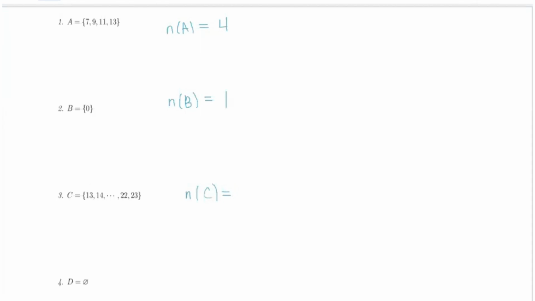Aaron? How many are there? I said 10. Is it 10? Let's see. 13, 14, 15, 16, 17, 18, 19, 20, 21, 22, 23. Isn't it 11? Let's count it. Okay, let's try. 13, 14, 15, 16, 17, 18, 19, 20, 21, 22, 23. Okay, 11. So you get an idea. I just counted wrong. That's fine.